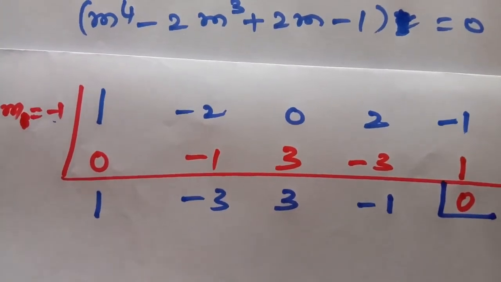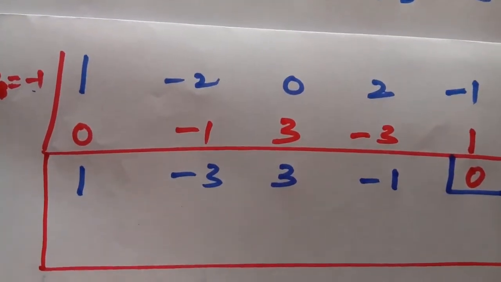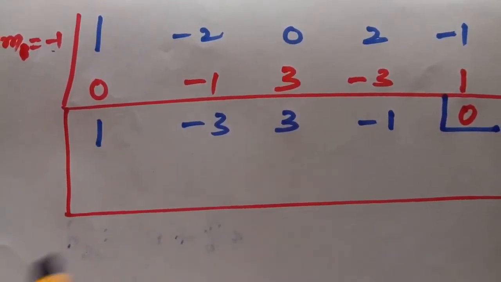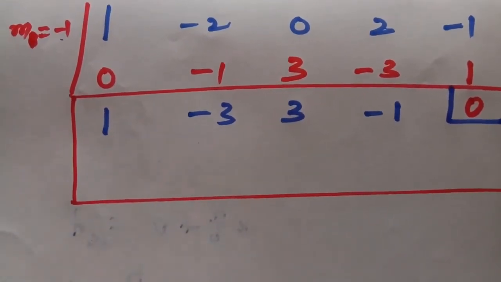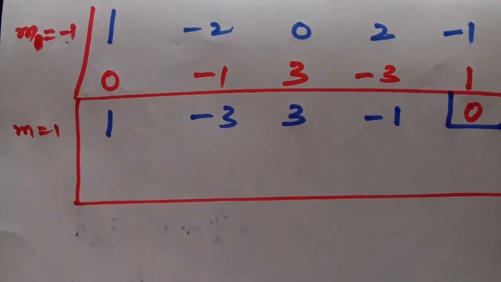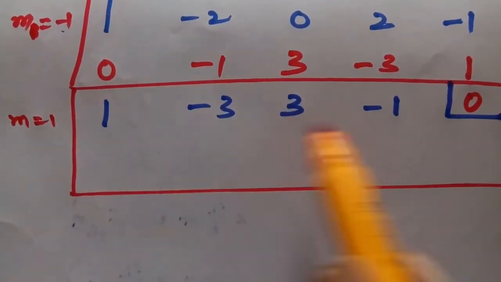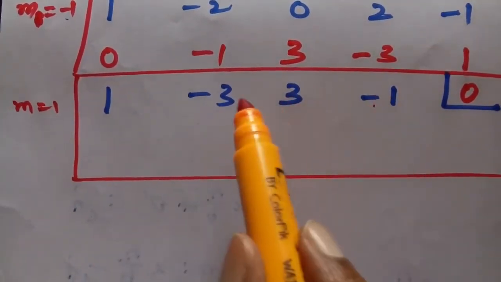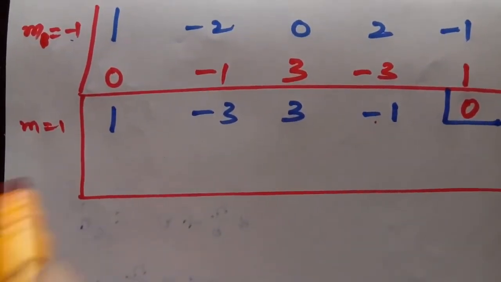So m is equal to minus 1 is one root, and another root we can also check by trial and error, either minus 1 or plus 1. So here minus 1 does not satisfy. m is equal to plus 1 satisfies. You can check. 1 into 1, 1, minus 3 into 1, 3 into 1, minus 1 into 1. So plus 1 minus 3 plus 3 minus 1. 1 minus 1 gets cancelled, minus 3 plus 3 gets cancelled.